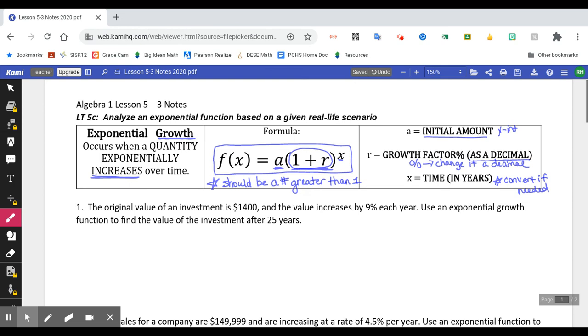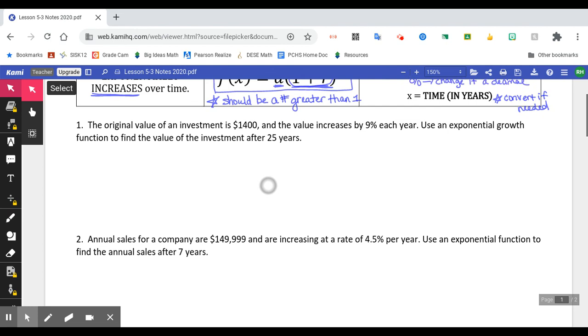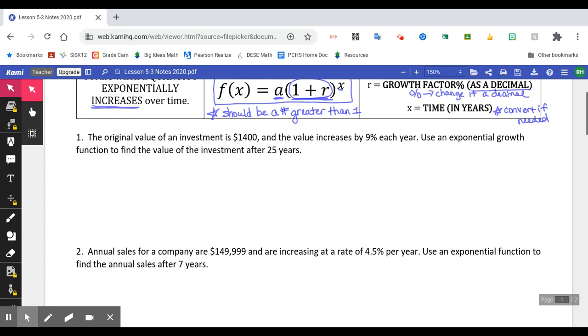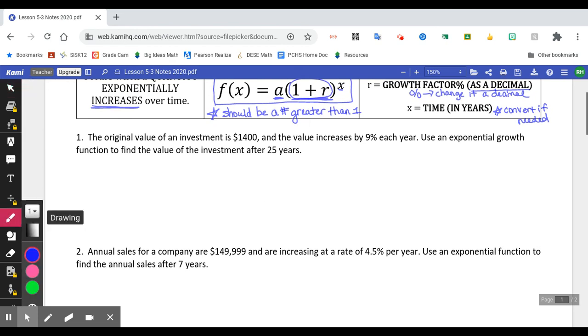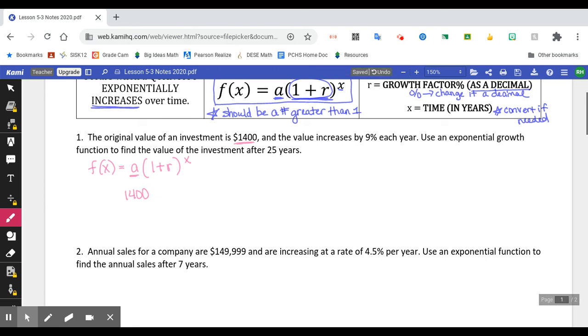Okay? All right, let's do our first one. The original value of an investment is $1,400, and the value increases by 9% each year. Use an exponential growth function to find the value of the investment after 25 years. Okay, so again, we're just plugging into our exact equation every time. So we have a times 1 plus r to the x. Okay, a is our initial amount, so that's the $1,400 that we invested in there. Okay, the value increases by 9%.